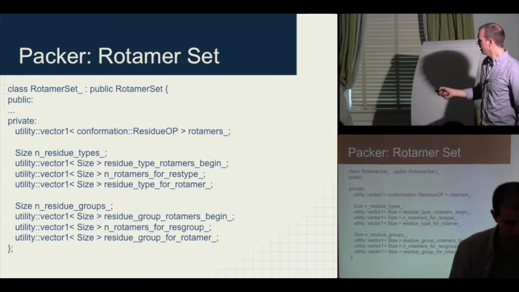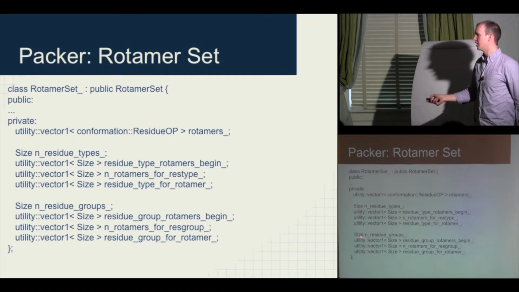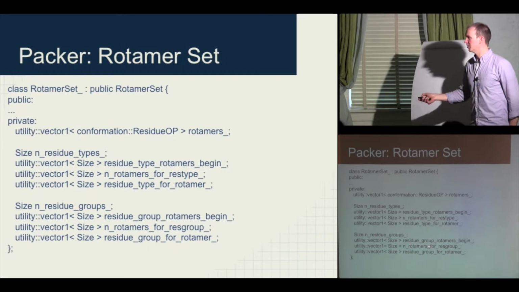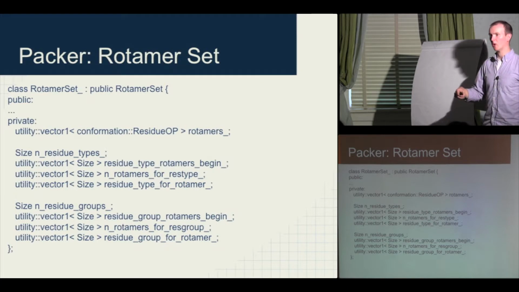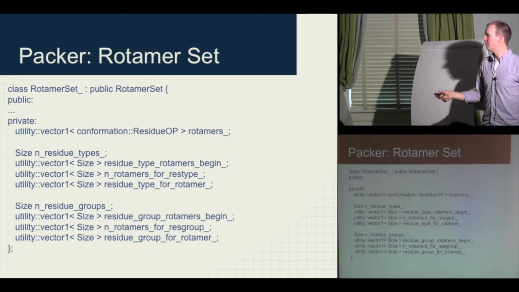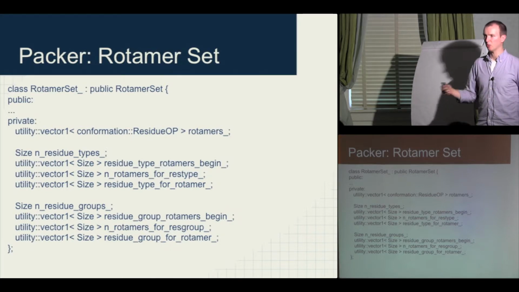Similarly, there's a separate piece of data which is very similar, which is the N residue groups, where you have information about the beginning position and offset array. Where does the first rotamer of a residue group begin? If I have a residue group, then how many rotamers does it have? And if I've got a rotamer, which residue group does it belong to?